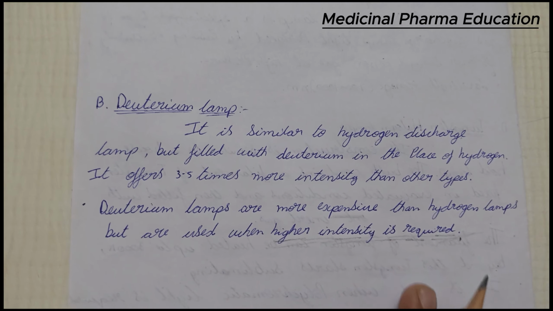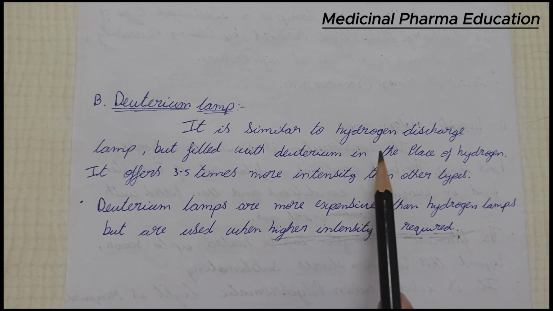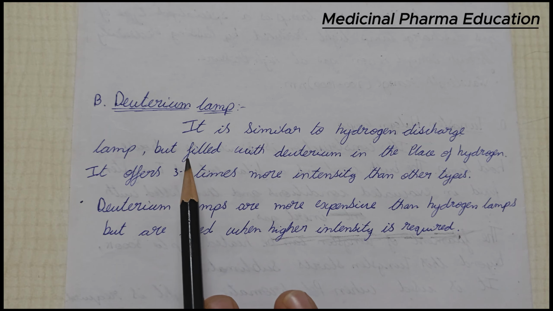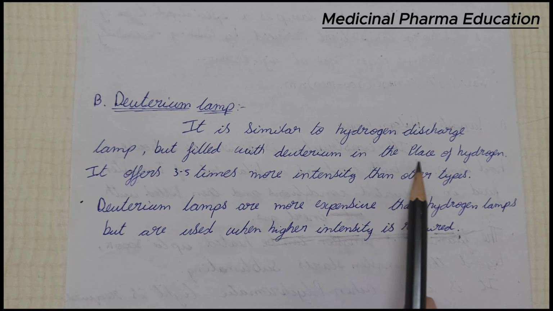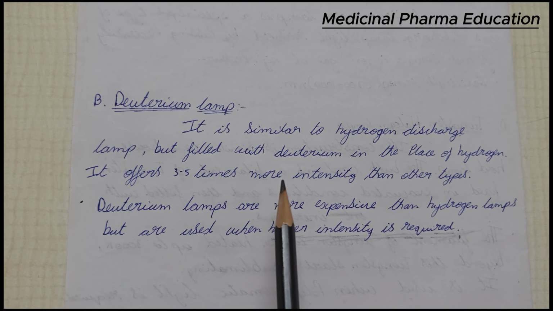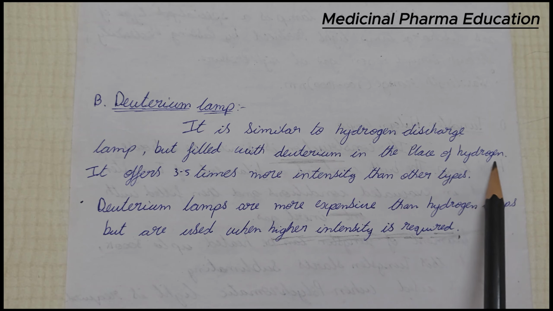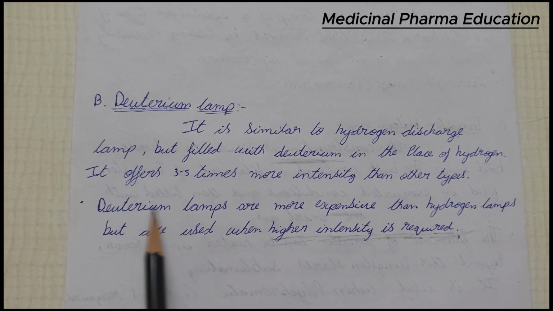Next, the last one, the deuterium lamp. The deuterium lamp is similar to the hydrogen discharge lamp, but filled with deuterium in the place of hydrogen. All the instrumentation, everything is the same, but here we fill the gas. We replace the hydrogen gas with deuterium. That's it.